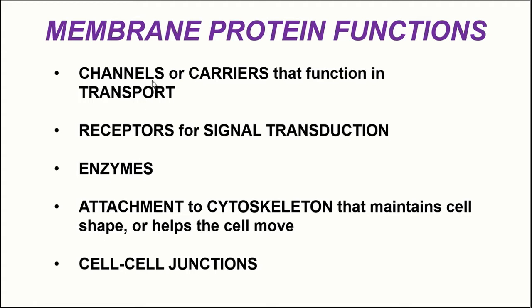So some membrane proteins function as channels or carriers that transport molecules across the membrane. So they aid in the movement of materials either into or out of the cell. Some function as receptors that bind hormones or neurotransmitters. So this binding of the chemical messenger to the receptor protein causes a biochemical change within the cell, and this biochemical change is referred to as signal transduction. It's these changes that alter what the cell is doing in response to that particular chemical messenger.